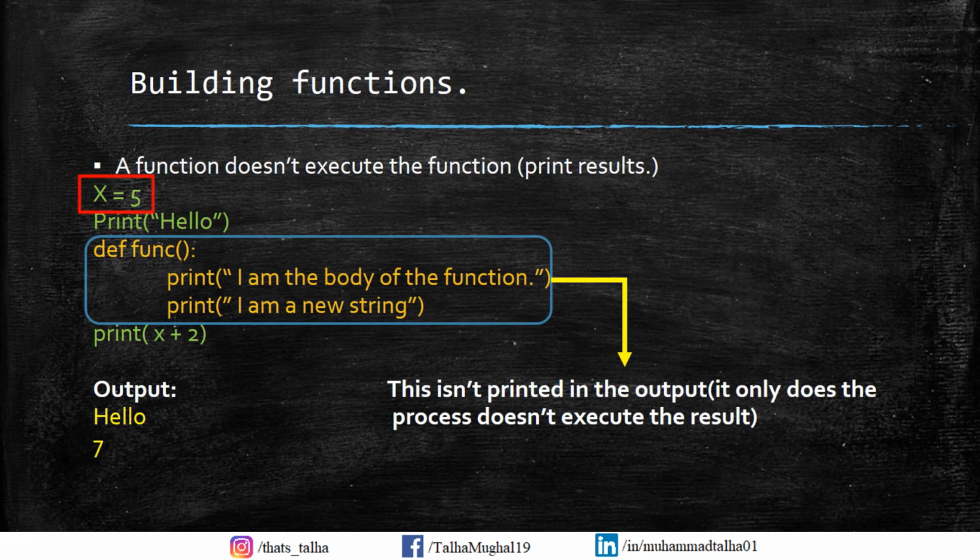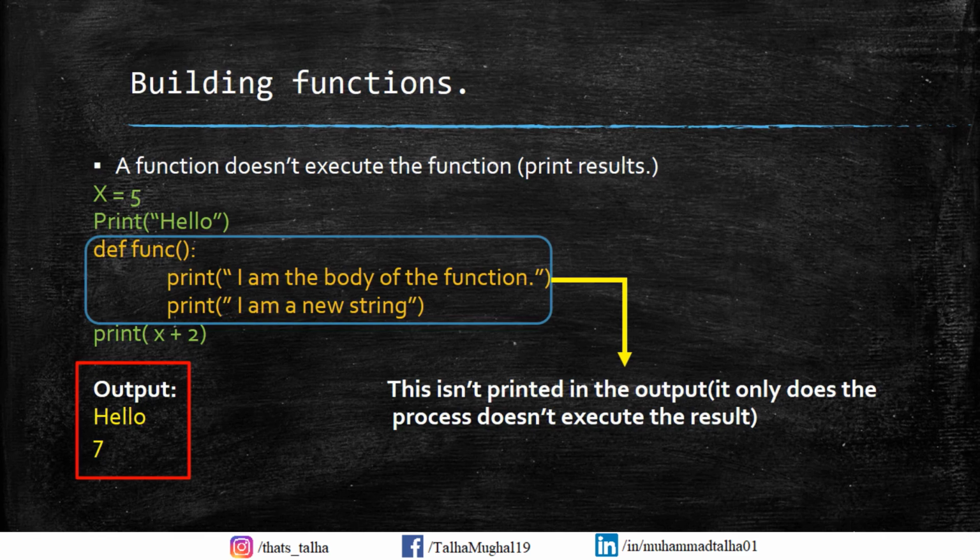For example, I have assigned the value of 5 to the variable x. In the next line, I have tried to print out a word hello. And after that, I have defined a function called func. And in that function, I have tried to print out two lines. The first one is "I am the body of the function," and the second one is "I am a new string." And after that, I have tried to print out the value of x plus 2, which is supposed to be 7. Now, when I go ahead and try to execute this program, the output will be as follows. It will show me hello and 7.